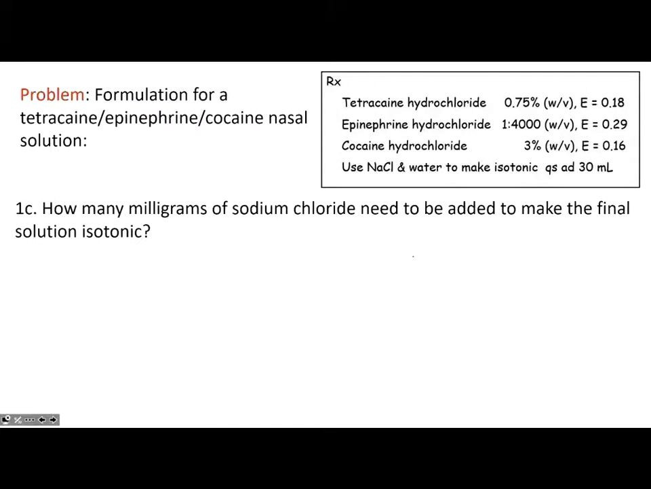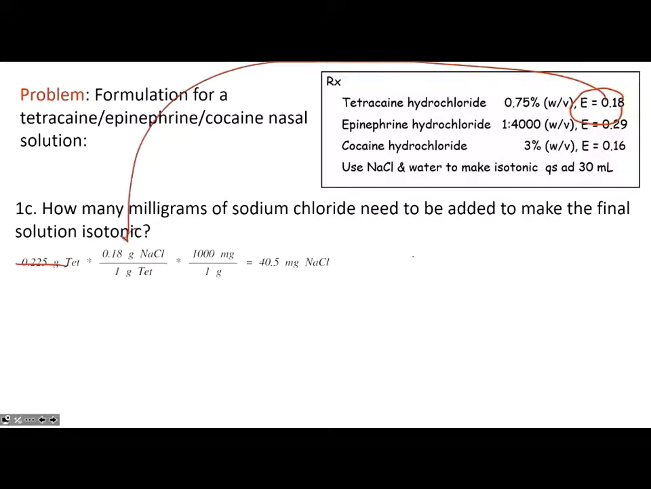So let's start with the tetracaine. We know from our previous one that this is the weight of the tetracaine that we're going to have in our solution. We look up here for our E value. We can come down here and say, okay, let's re-express 0.18, and I remember this from a calculations class. That means 0.18 grams of sodium chloride per gram of drug. So I can set it up with that kind of proportion with those units, and if I multiply it like this, that way grams of tetracaine cancel, and I get grams of sodium chloride.